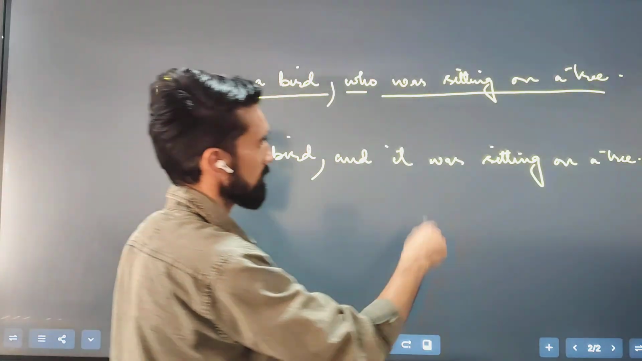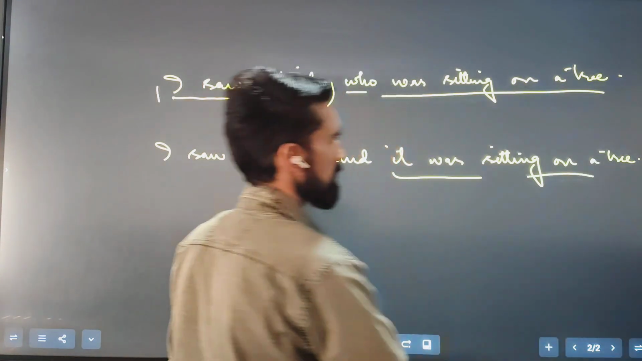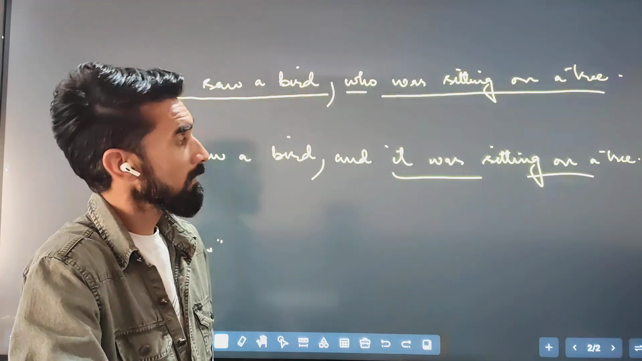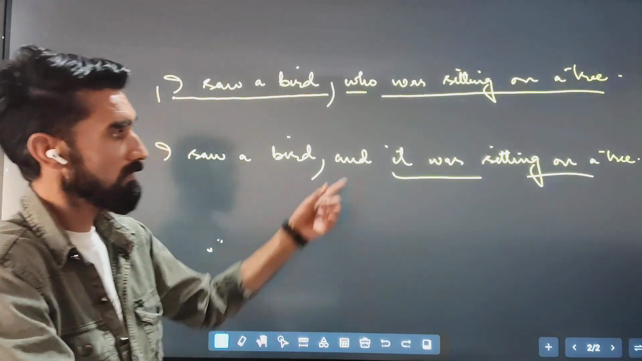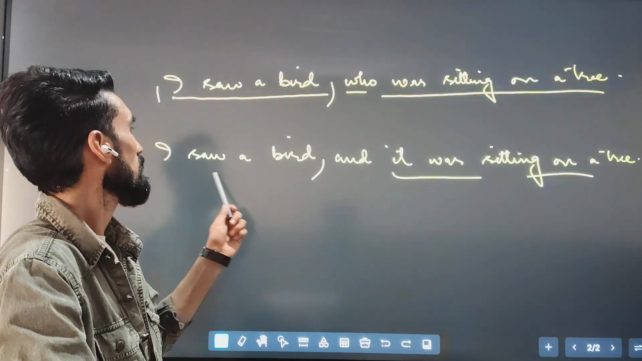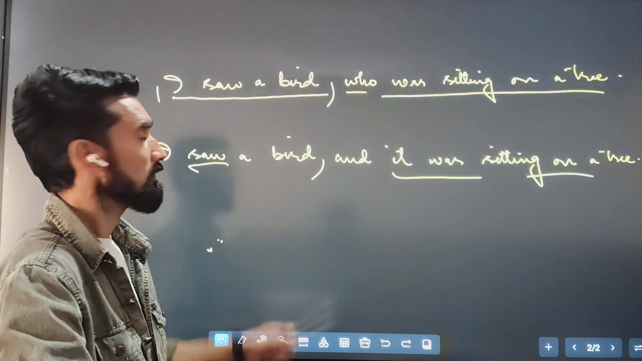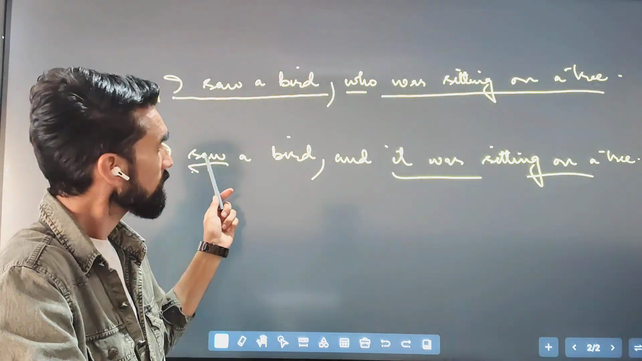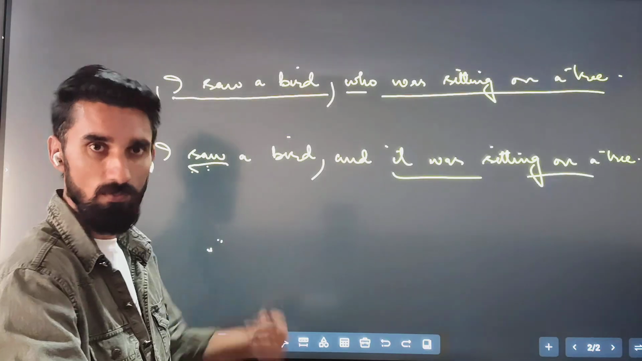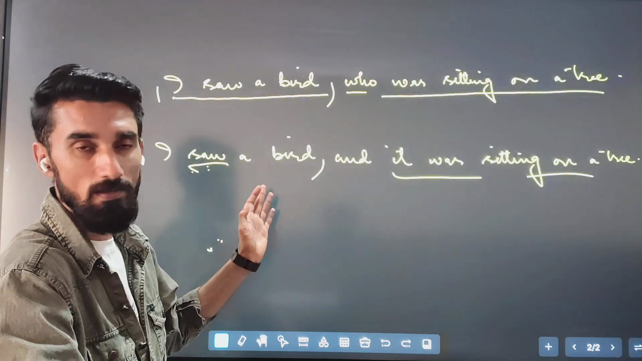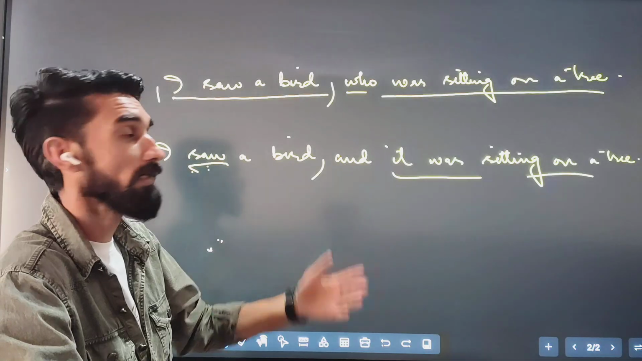This is one clause. And it was sitting on a tree. There is another clause here. Both of these clauses are independent and both of the clauses have finite verbs. Finite verbs. This one, saw, can be changed into different forms. When you convert it into other tenses, it can be used as see, saw, and then as have seen or had seen.